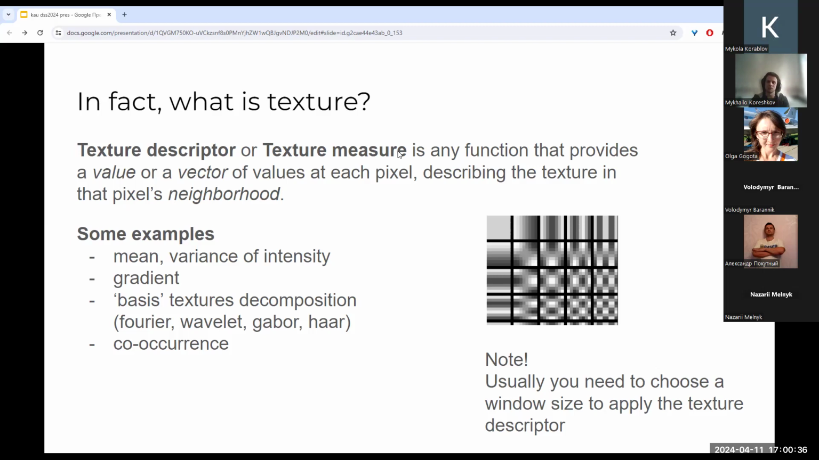And here, yeah. Can you see my cursor, my pointer? Yes, we can. Okay, perfect.